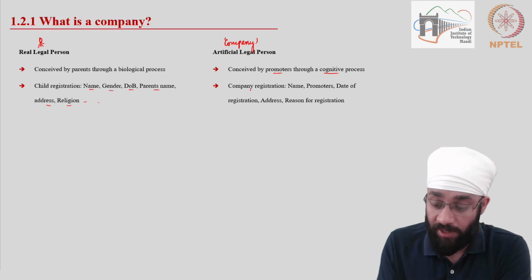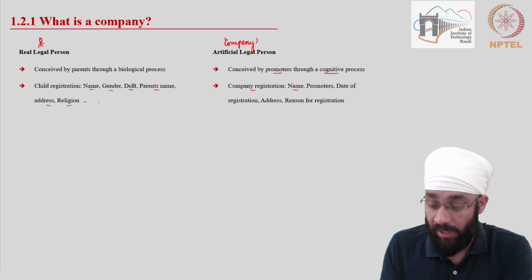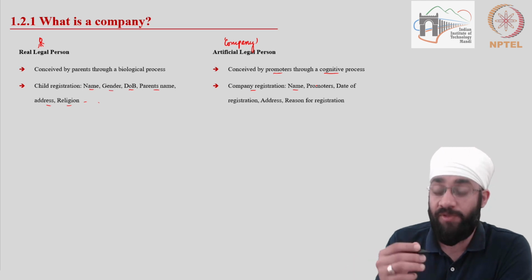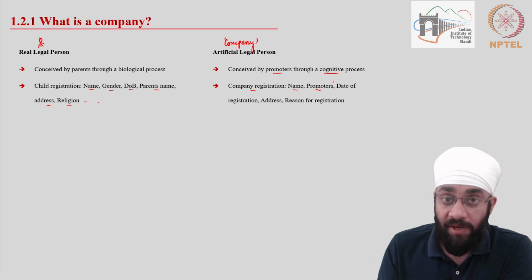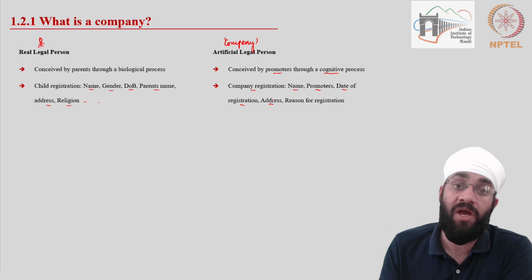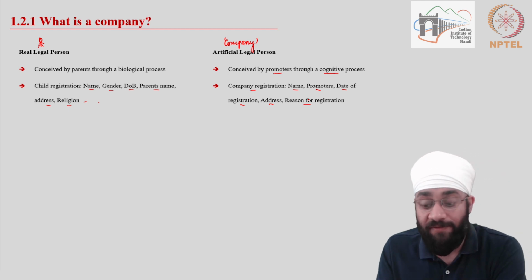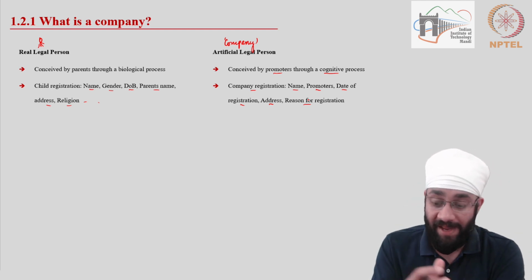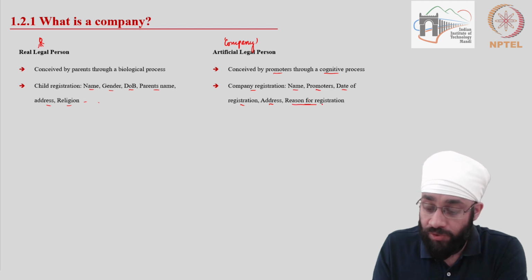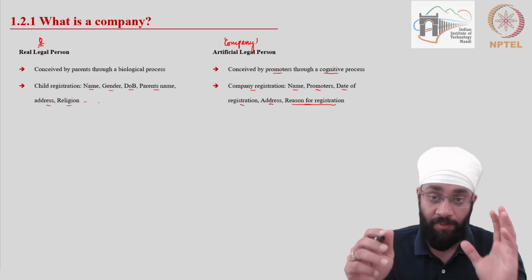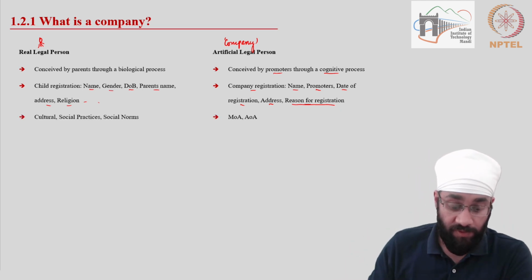Similarly, the company will need to be registered. You give a name to the company, and this name stays unique. It is registered. It is listed in a register of names of all the companies. You tell them who the parents are, the promoters. When the company is registered, when the company is born, the company has to have a registered address as well. And the reason for registration, now this is what is different between a real person and an artificial legal person. You have to also tell the government why this artificial legal person is being created by the promoters. All right, we'll talk more about it as we move further.